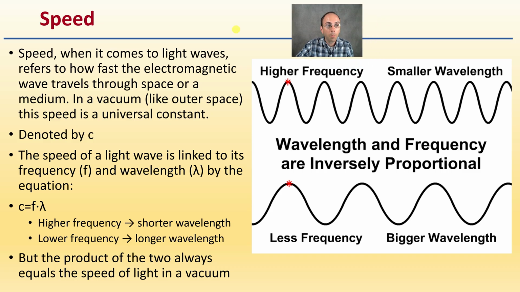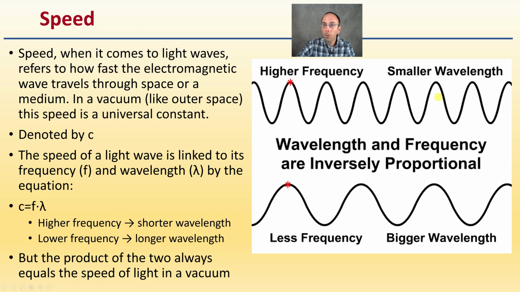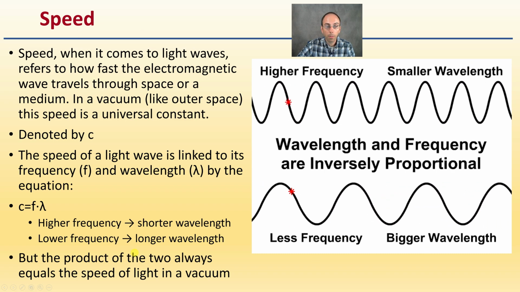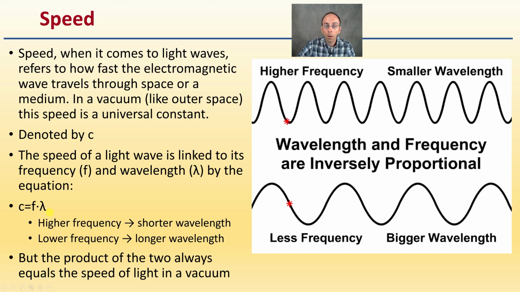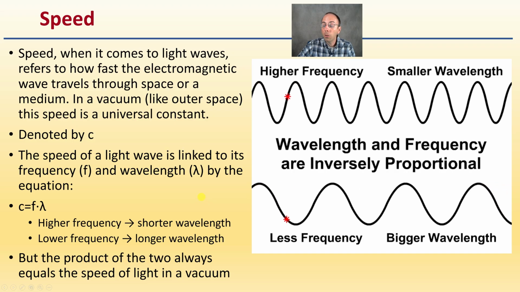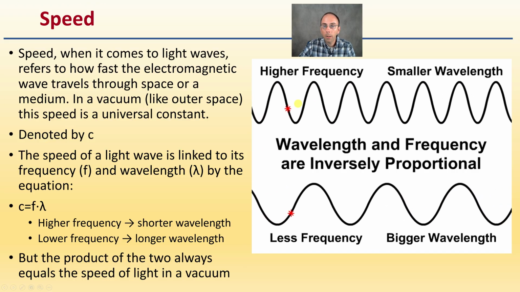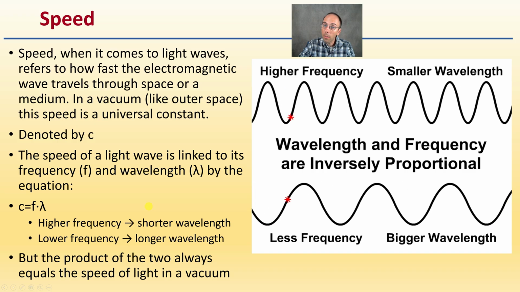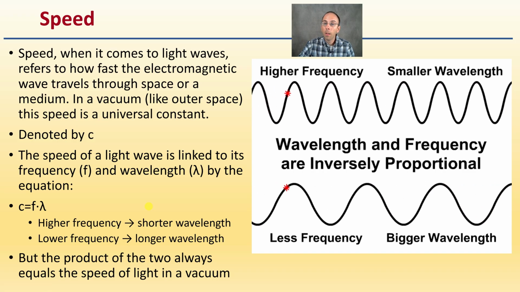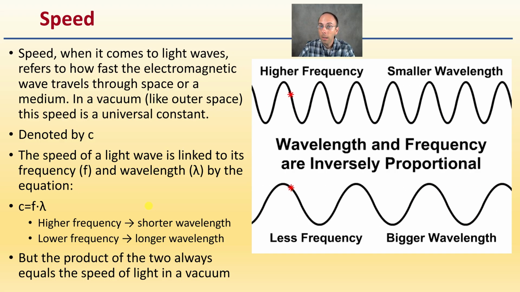Now getting to speed. When it comes to light waves, speed refers to how fast the electromagnetic wave travels through space, or a medium, in a vacuum. Think of it like outer space. The speed is a universal constant, denoted by the letter c, and the speed of a light wave is linked to its frequency and its wavelength by the equation c equals frequency times wavelength. We see an example here of higher frequency with smaller wavelength, and lower frequency with bigger wavelength. Because we have higher frequency, those waves are smaller, and down here with lower frequency, we have a longer wavelength. But the product of the two always equals the speed of light in a vacuum, which is why, if we follow that little red star, we notice it stays at basically the same point despite the difference in frequency and wavelength. Because they are inversely proportional, they equate to the same value, c, the speed of light.